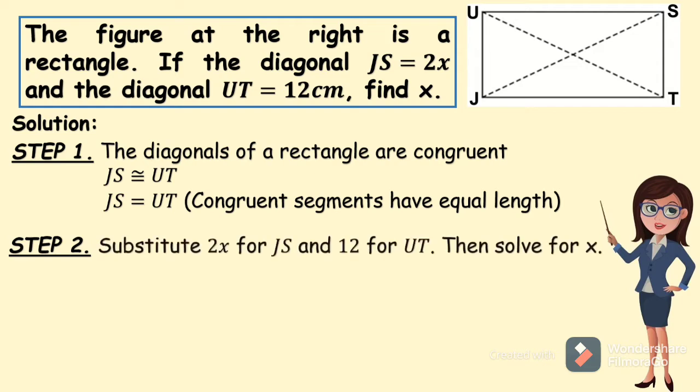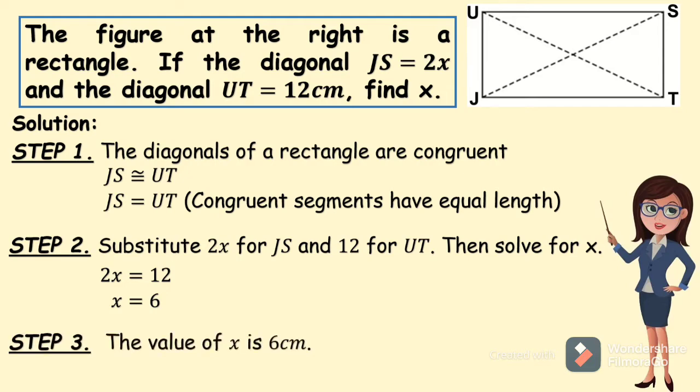Step 2. Substitute 2x for line JS and 12 for line UT. Then we need to solve for x. So it will become 2x is equal to 12. To find the value of x, we need to divide both sides by 2. So we'll get x is equal to 6. That means, step 3, the value of our x is 6 cm.